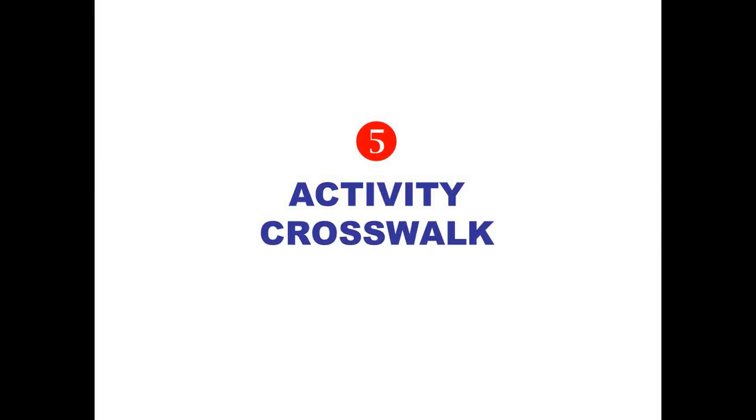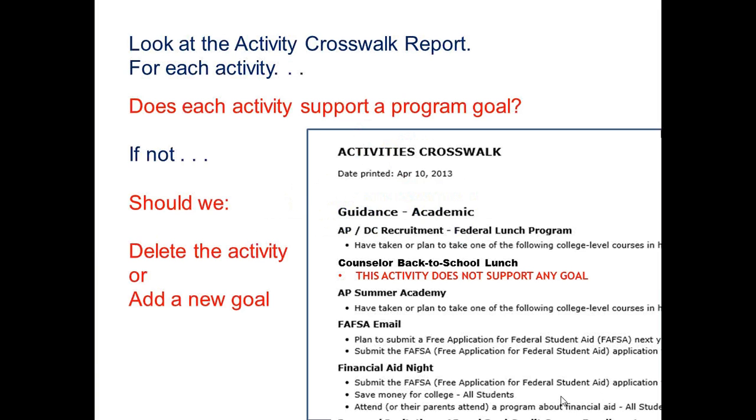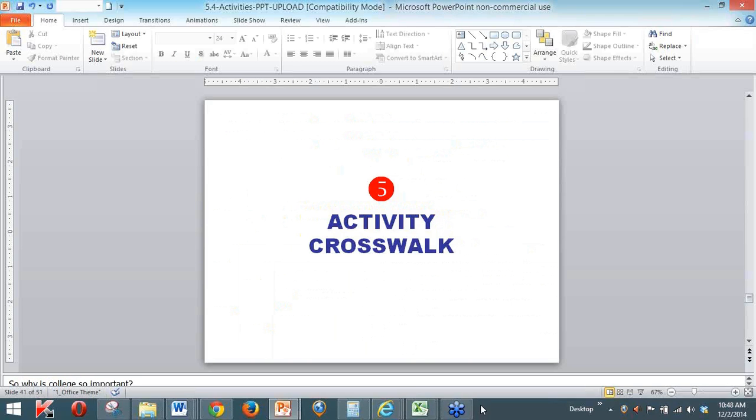Okay, so that's one part where we're looking at the goals and talking about the activities underneath those goals. Then there's also one other check we want to do. It's called the Activity Crosswalk Check. And there's another report. Let me show you that.